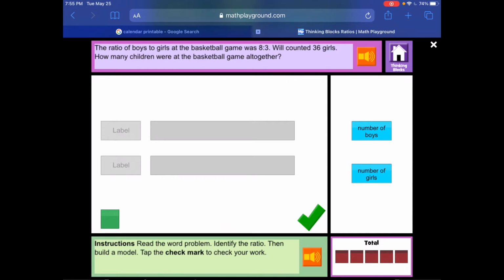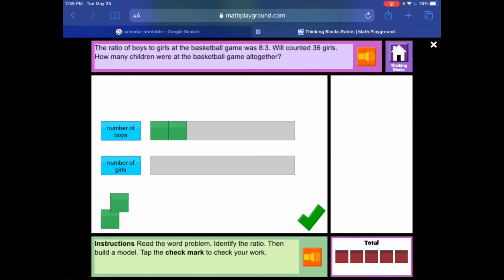The ratio of boys to girls at the basketball game was 8-3. I'm going to read that sentence again. The ratio of boys to girls at the basketball game was 8-3. I noticed that boys got mentioned first, so I'm going to put boys on the top and girls down below. The ratio was 8-3. The first number mentioned was 8, so I'm going to put 8 on the top. 2, 3, 4, 5, 6, 7, 8. And on the bottom is 3. 1, 2, 3. Okay, I'm going to press the check mark.